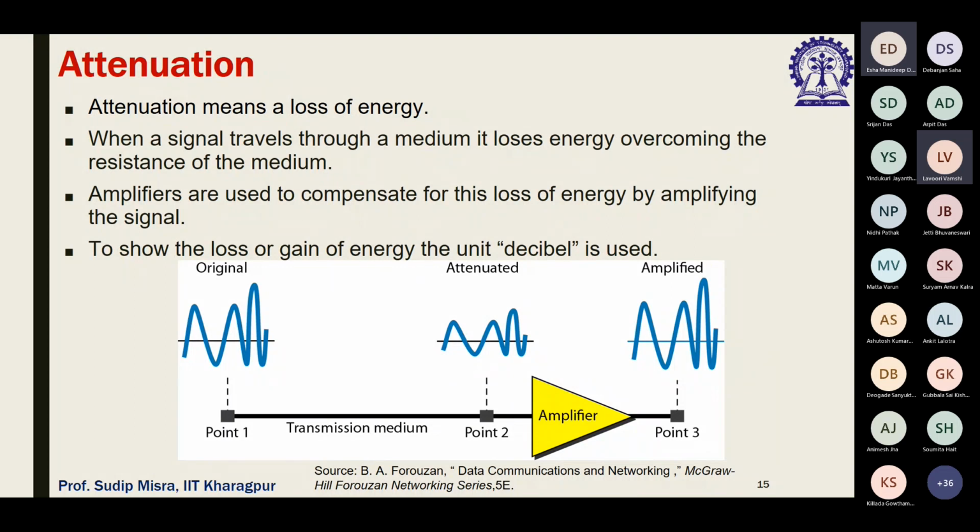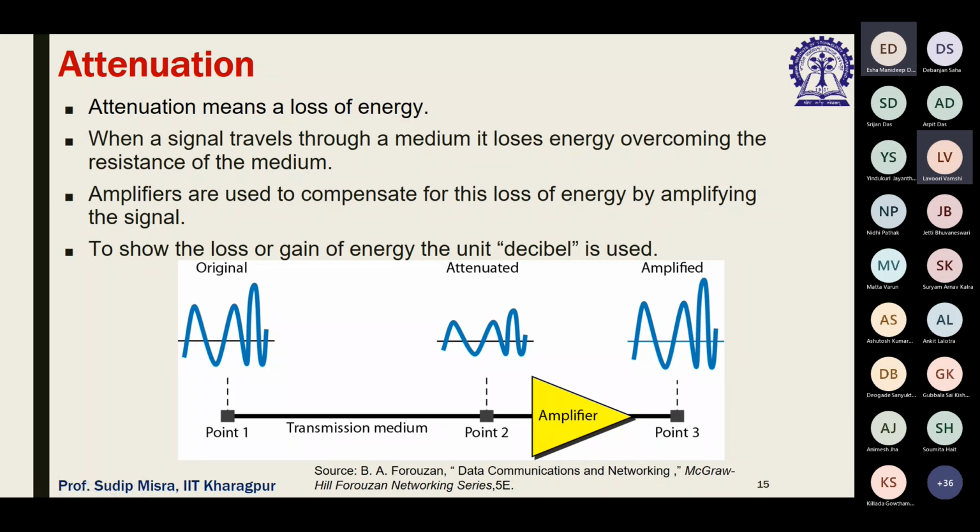To show the loss or gain of energy, the unit that is used is decibels, dB, small d, capital B. Because you have studied physics before, you must be familiar with this term dB, right? You see that from point 1 to point 2, you have this signal which is transmitted. Now when it arrives at point 2, the signal is attenuated. That means it has lost some of its energy.